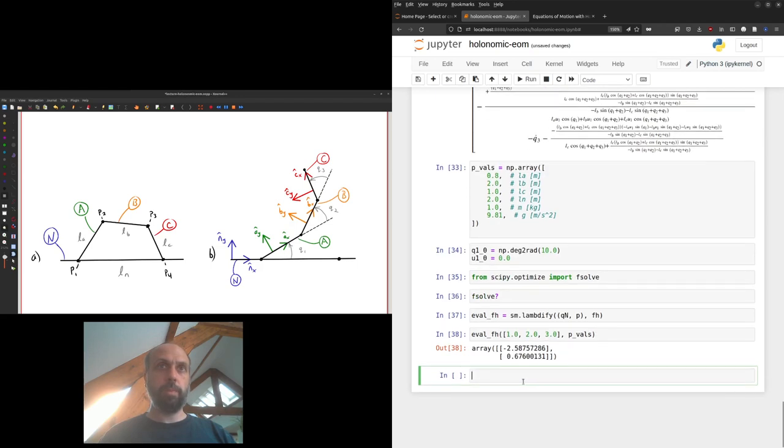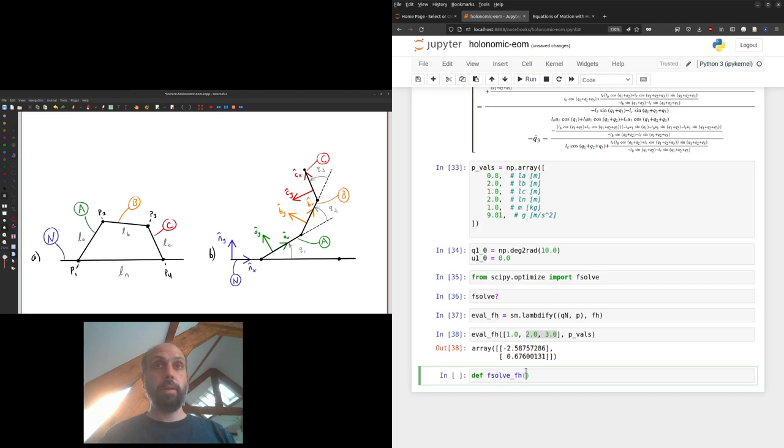So that works. Now we need a function that works with fsolve. Fsolve is solving for only q2 and q3, and those in a vector, a NumPy array, with only those two values has to be the first argument. So I'm going to create a Python function here, and I'll call it fsolve fh.